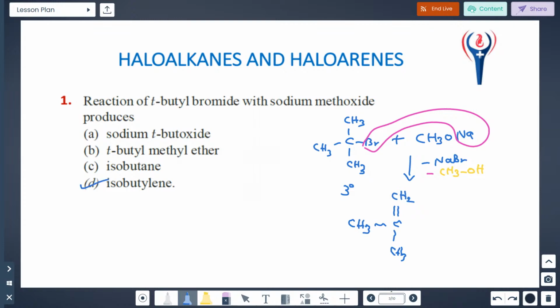Are you following? Just remember, if you have primary alkyl halides, then only we get ethers. If you have secondary as well as tertiary, we will not get ethers. We will be getting only alkene. If you know this idea, you can be able to solve this sum. Okay, next one.